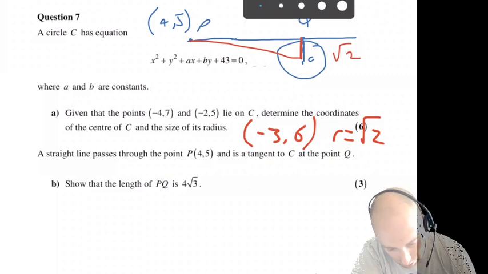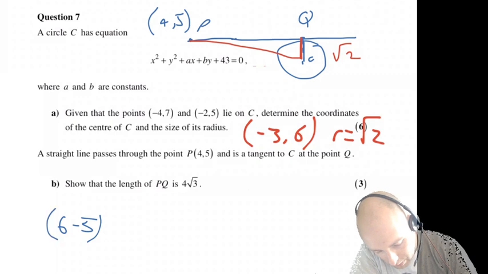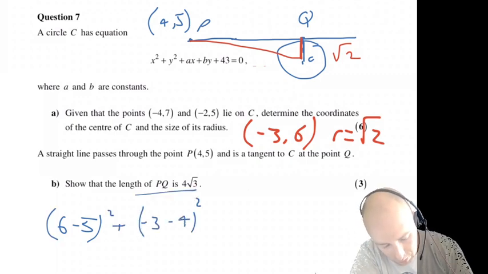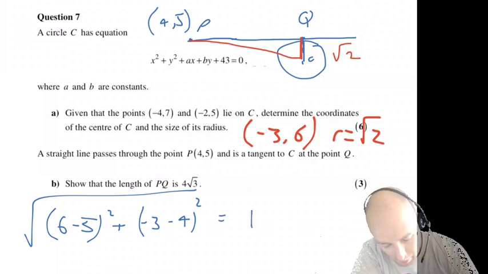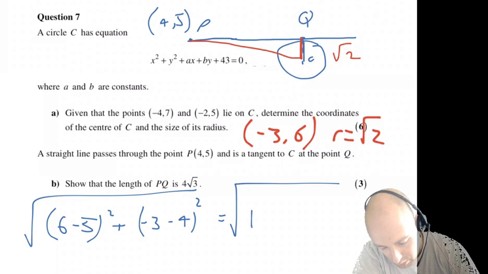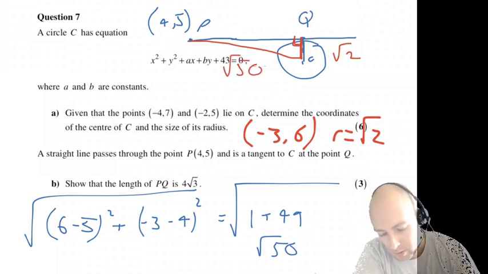We can find P to C, which is the center. So we can do the length of the line: 6 minus 5 squared plus minus 3 minus 4 squared, rooted. So we get 1 squared plus minus 7 squared, so plus 49. So we get root 50. So that length there is root 50. It's got to be a right angle because it's a tangent.